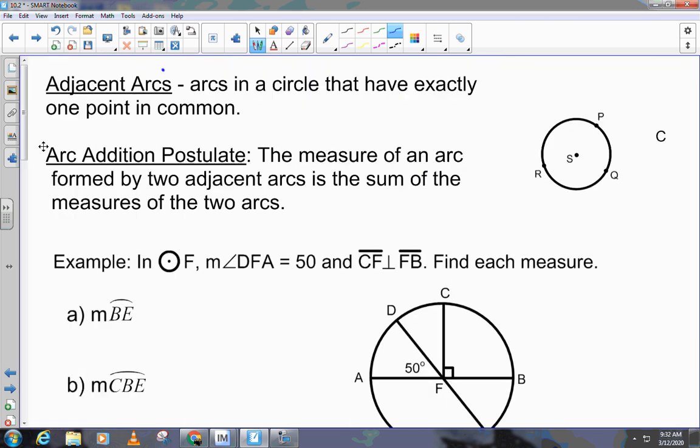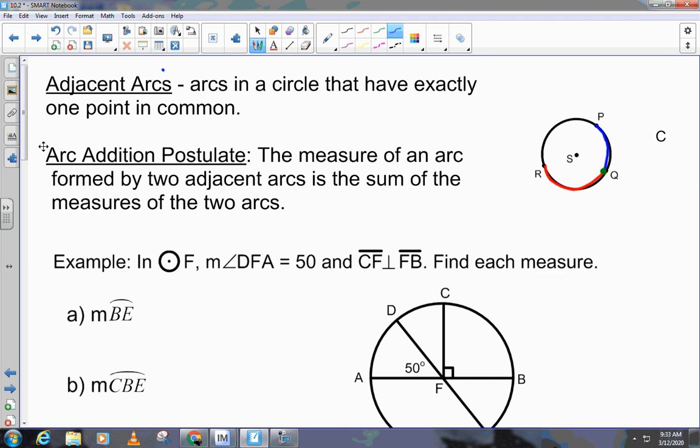Okay, then we have adjacent arcs. Remember we talked about adjacent angles early on in the year, and those were neighbors. They were right next door to each other. All they did was share a ray, okay? Well, your adjacent arcs share a point. That's it. So if you were talking about arc PQ and arc QR, those would be considered adjacent arcs. And the only thing that they share is that point they have in common. They're right next to each other.